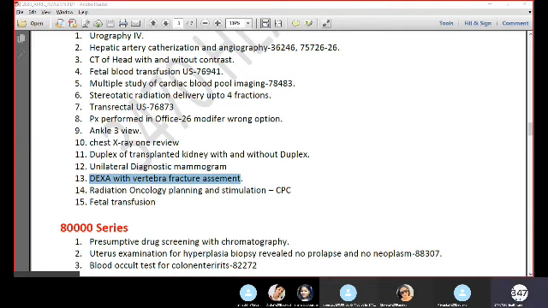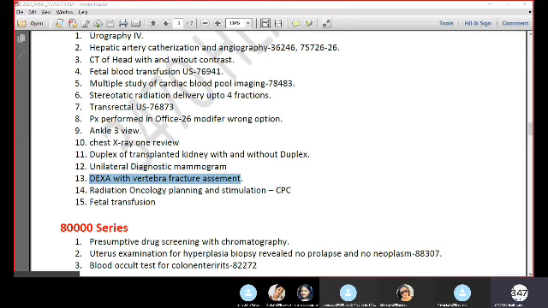If one encounter happened, it means you can do that. So next one, DEXA with vertebral fracture assessment. Then another question, DEXA with bone density study. Okay, what is the answer?